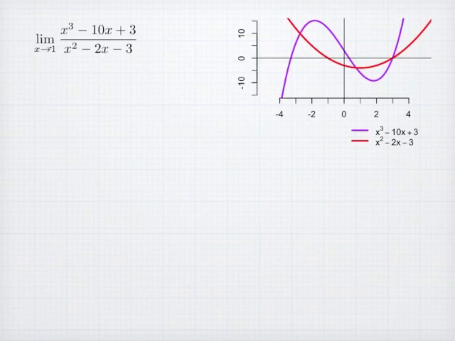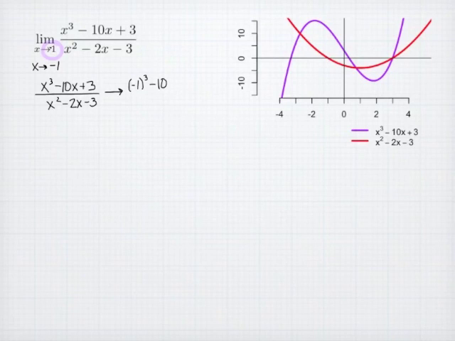My second problem uses the same formula, but this time we're going to let x approach -1. And I had a typo there, so let me make that clear. X approaches -1. So this time if I plug in x approaches -1 into my formula, on the top I get -1 cubed minus 10 times -1 plus 3 all over -1 squared minus 2 times -1 minus 3.